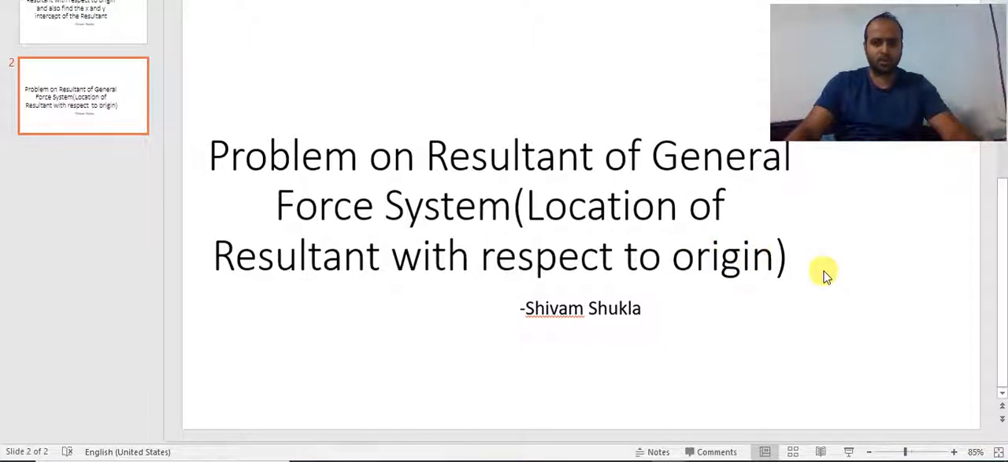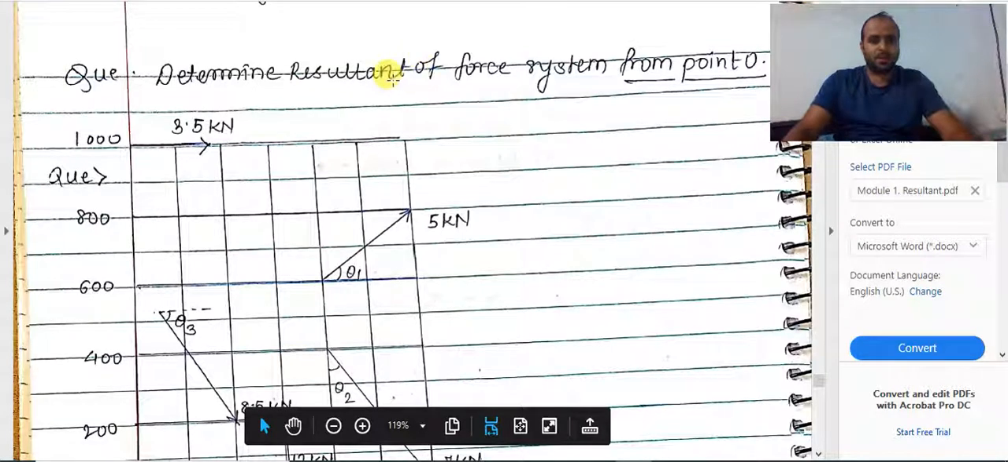This is Shivam Shukla, and here I am to solve a problem on resultant of general force system. The problem is based on the location of resultant with respect to origin. It's a university problem for 6 marks. Let us see how the question statement goes: determine resultant of force system from point O.